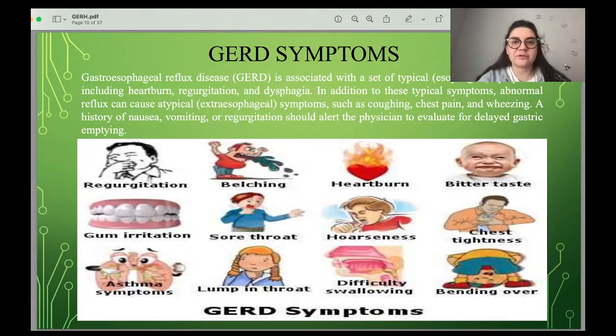Symptoms of gastroesophageal reflux disease. GERD, or gastroesophageal reflux disease, is associated with a set of typical or esophageal symptoms, including heartburn, regurgitation, and dysphagia. In addition to these typical symptoms, abnormal reflux can cause atypical or extraesophageal symptoms, such as coughing, chest pain, and wheezing. A history of nausea or regurgitation should alert the physician to evaluate for delayed gastric emptying.